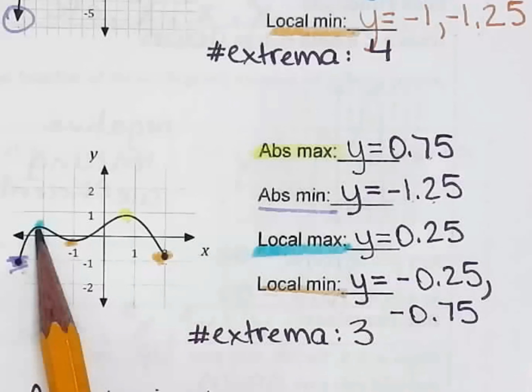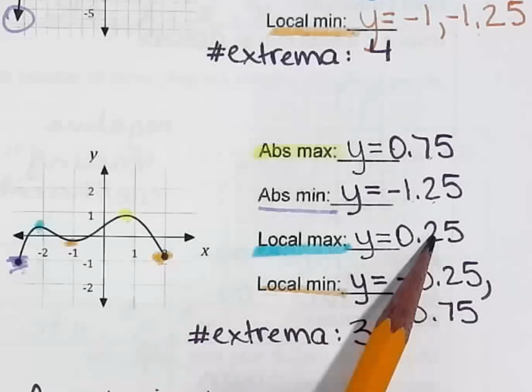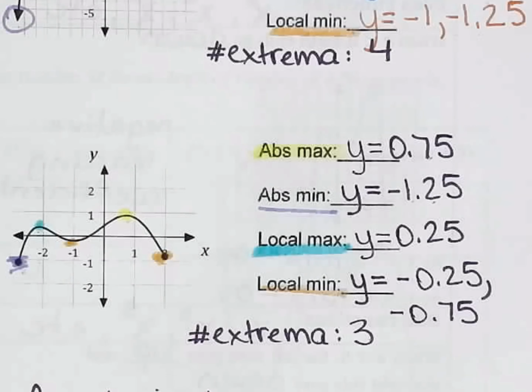So the local maximum, that guy right there. It's a little above 0, but less than 1/2. So that's why we're going with 0.25. It could have been 0.3 if you would like.